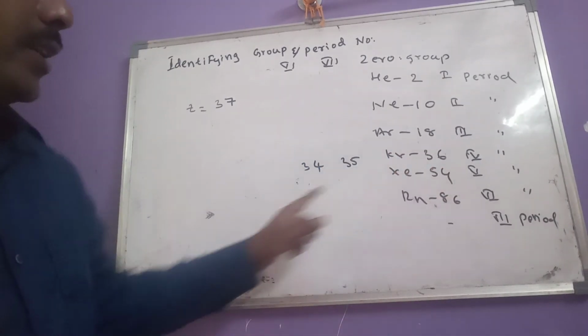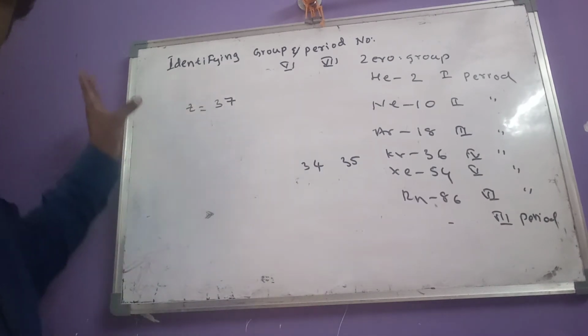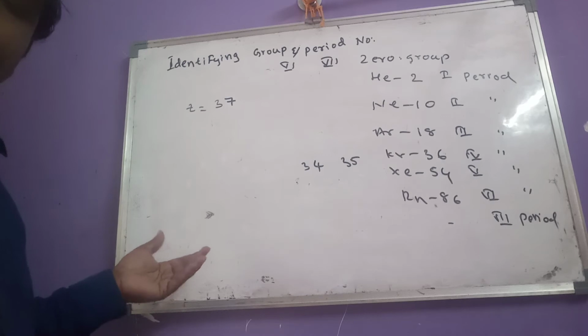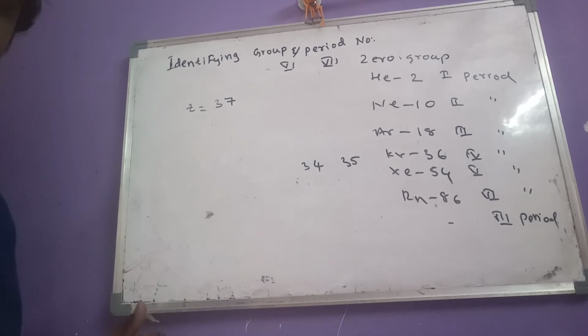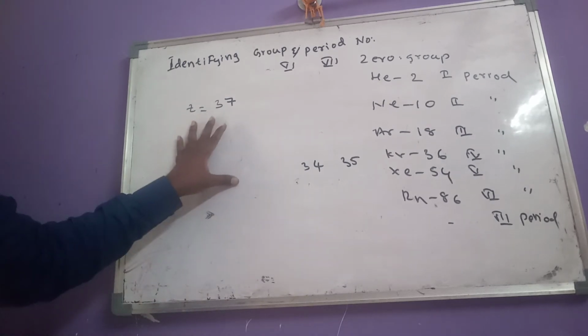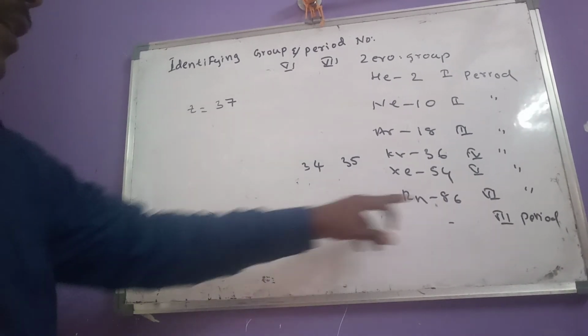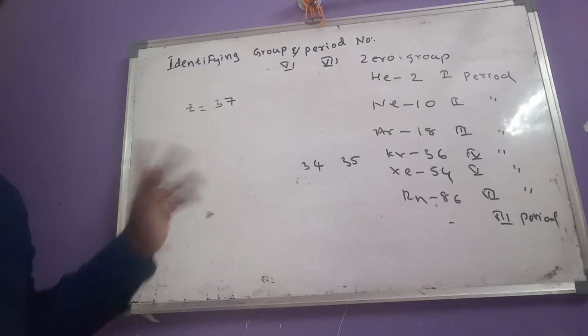In which one might it be present? The fifth period, and in the starting position. So at the start of the periodic table, which group is there? First A group. So this element belongs to first A group, and fifth period, like that.